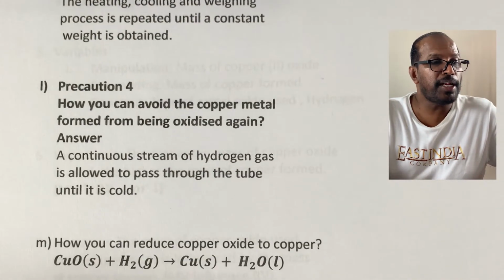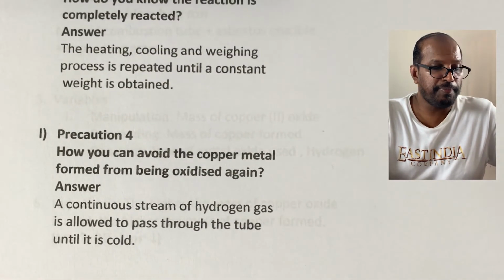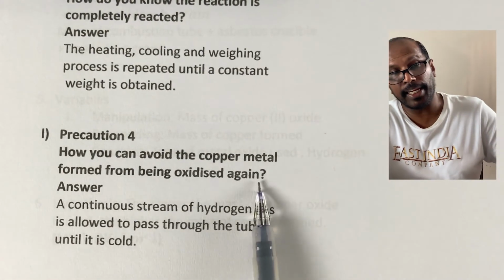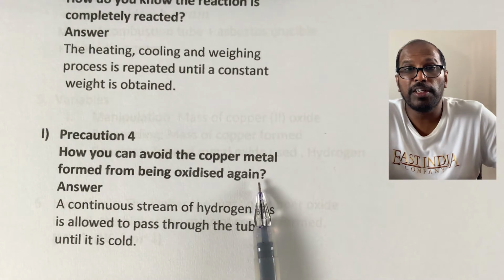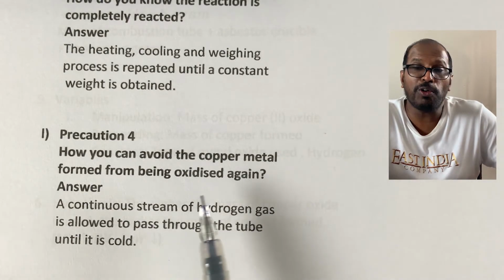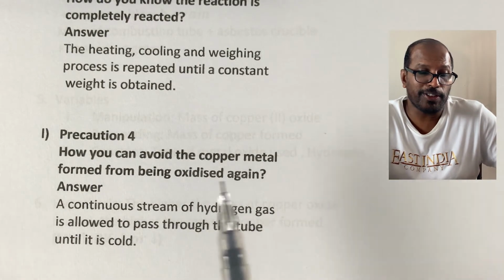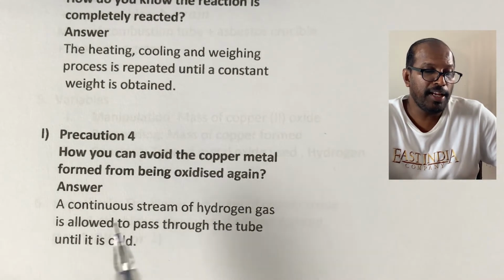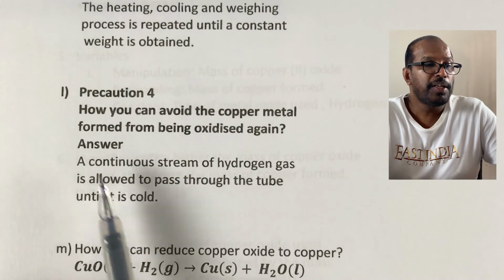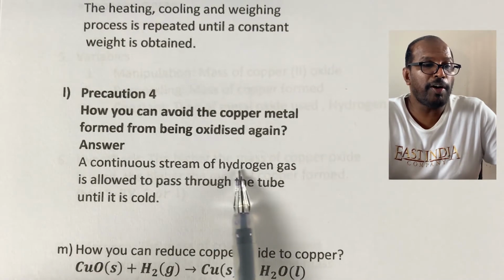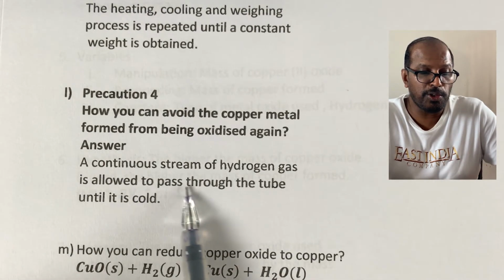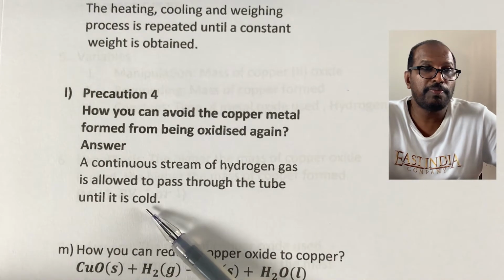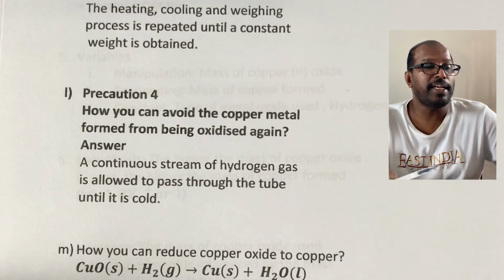And the fourth precaution that we need to look into is how you can avoid the copper metal from being oxidized again, because the copper is still hot. So it can very easily react with the oxygen from the air to form copper oxide again. So now we need to stop that. So how can we avoid that? What we need to do is allow a continuous stream of hydrogen gas to pass through the tube until the copper is cold. Only then do we take the measurement.